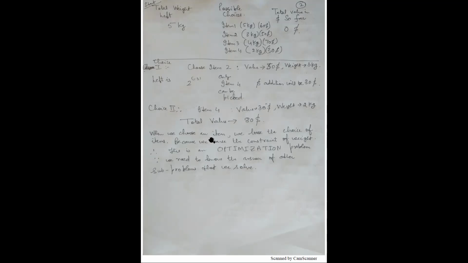So when we choose an item, we lose choices. Suppose I chose item number 2. It weighs 3 kgs and the value is $50. Choosing an item, we lose the choice of other items, which means when I chose item number 2, I cannot select item 3 and item 1. We lose the choices because we have the constraint of weight. The total weight cannot exceed 5 kg.